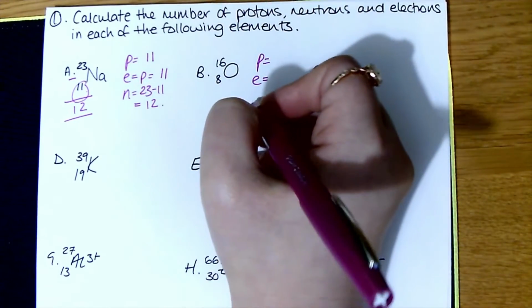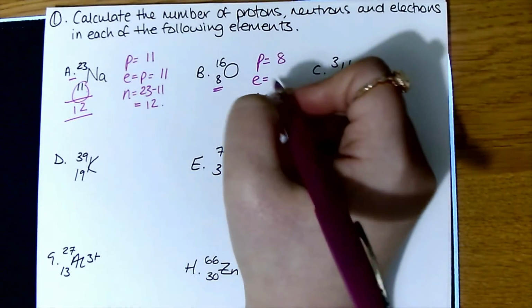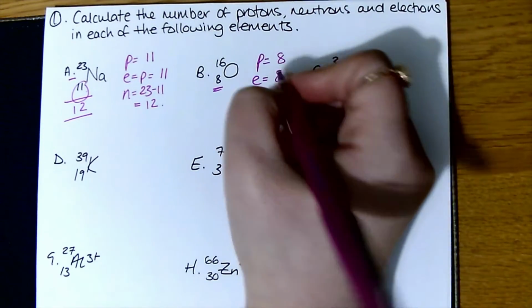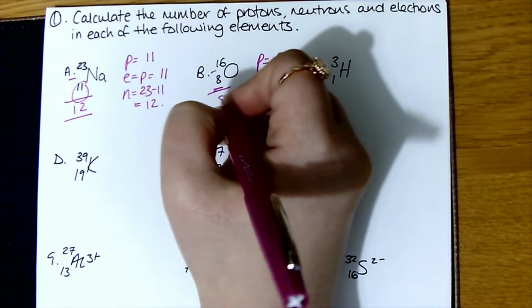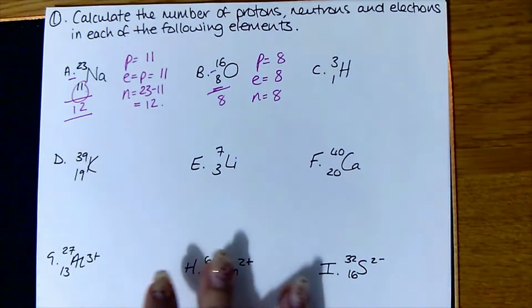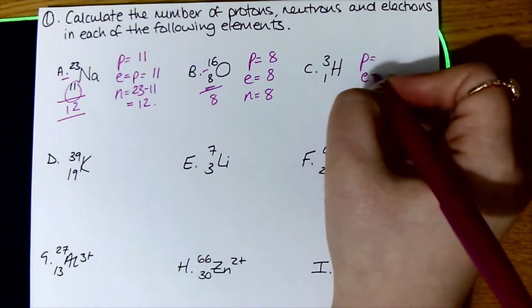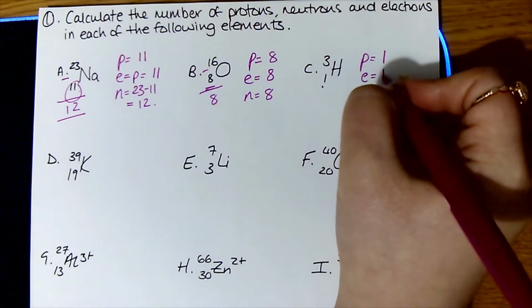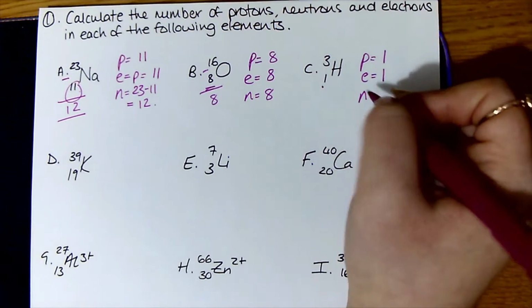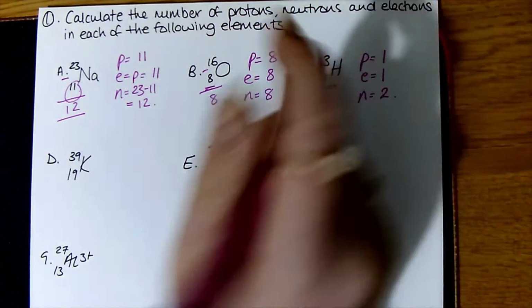So here we're going to do the exact same thing. Our atomic number is 8. We have an atom, so we have 8 electrons, and our number of neutrons is 16 minus 8. So that is going to be 8. And for our hydrogen atom over here, you can see we have an atomic number of 1. So our electrons are going to equal 1, and our neutrons is 3 minus 1, which gives us 2.